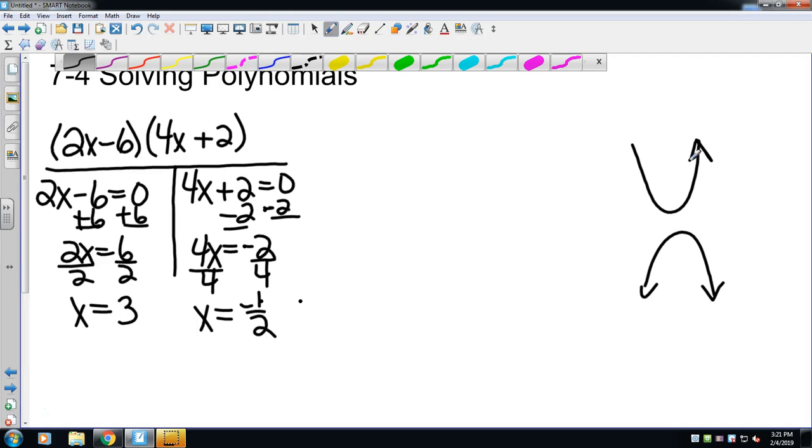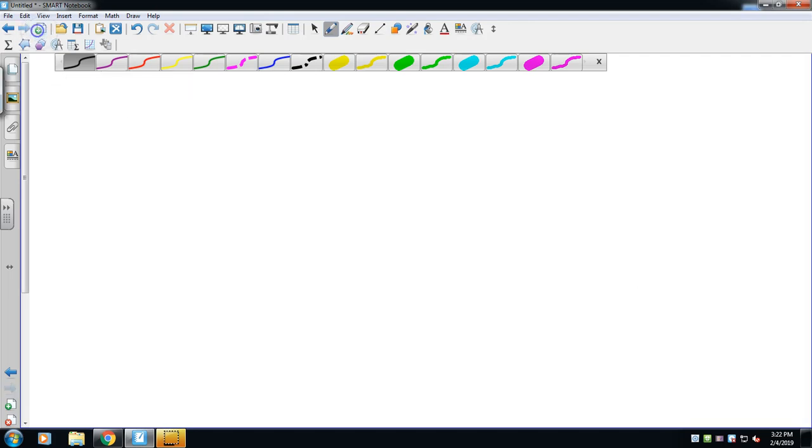So those basically look kind of like a U or an N. It's going to come down across the x-axis, turn and come back up, or it's going to come up and then go back down. We'll get to that later. I also might have something that looks like this.